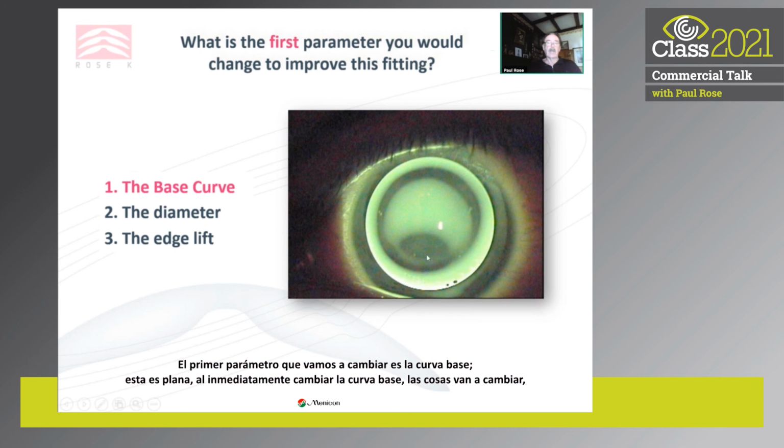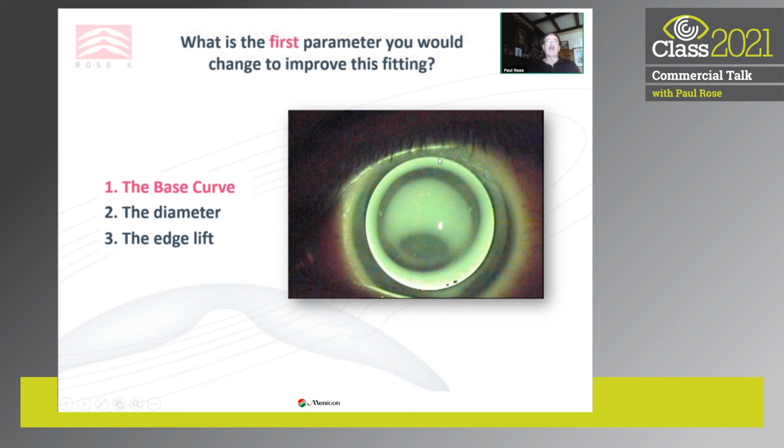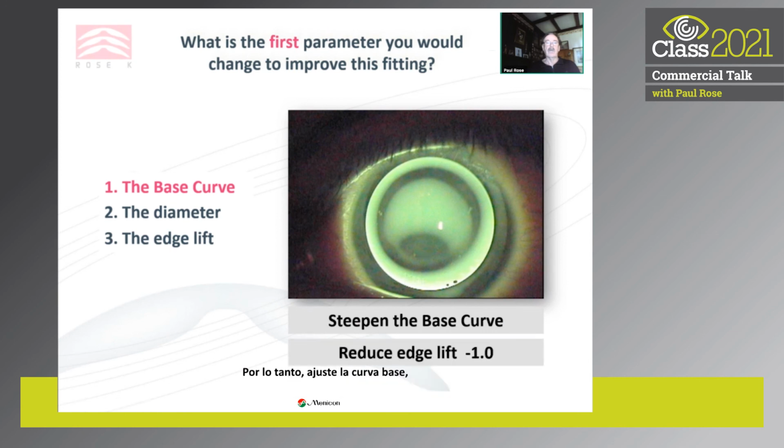This is flat. Immediately we change the base curve, two things are going to change. The lens will locate down further and we'll see this edge lift pattern reduce. So we can't judge this until we get this correct. So steepen the base curve. Probably in this case, you're also going to need to reduce the edge lift. As I said, you cannot judge that until you have the correct base curve on the eye.